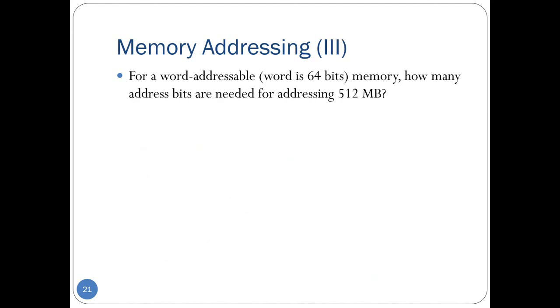The fourth problem here is again presenting us with a word addressable memory, but the word size is 64 bits. And the question is how many address bits would be needed if we want to address 512 megabytes of memory. Okay, so first of all, word size is given by 64 divided by 8, which is simply 8 bytes, which is basically 2 cube bytes.